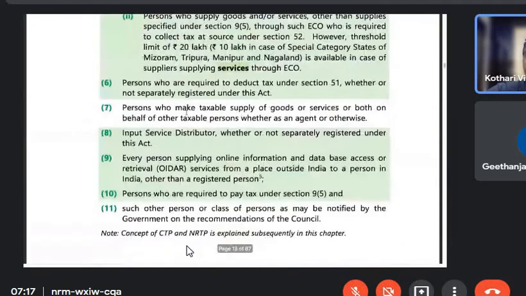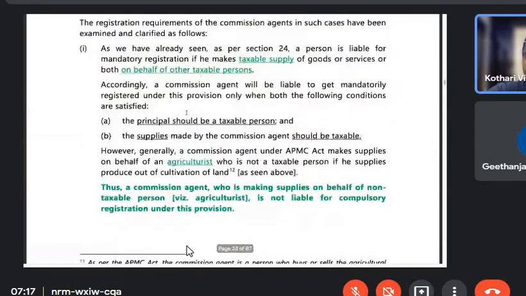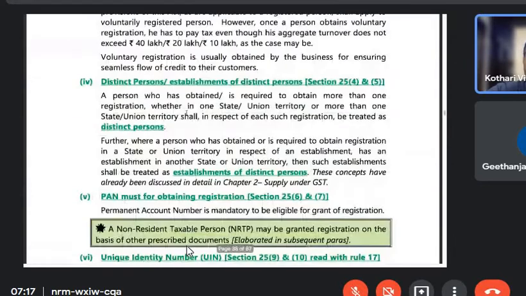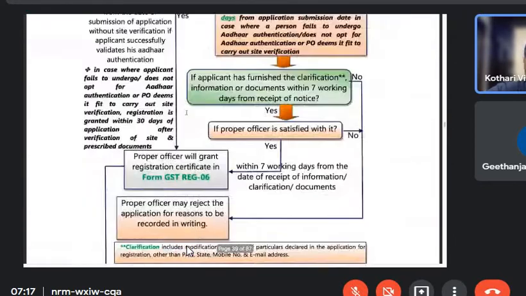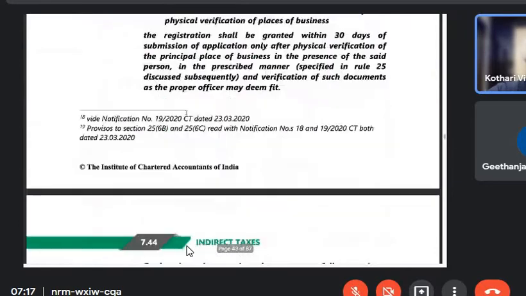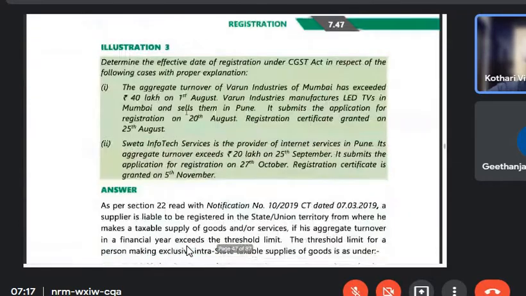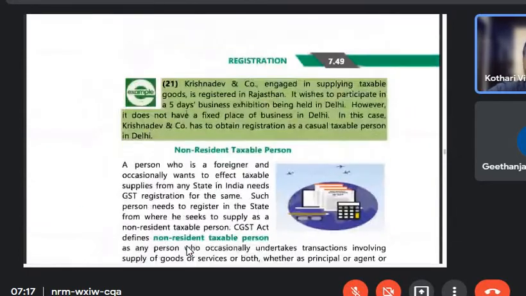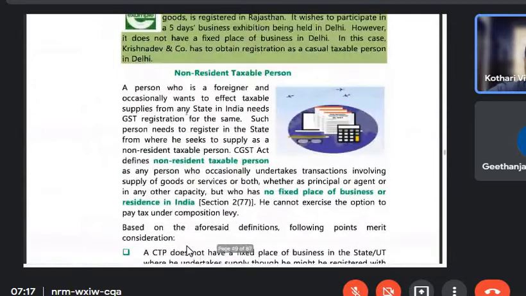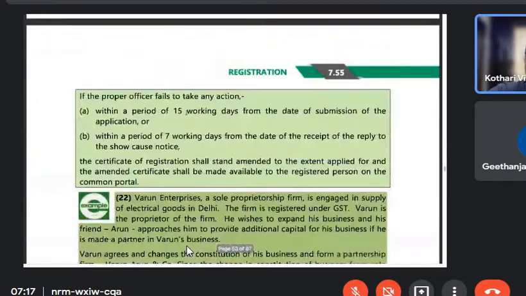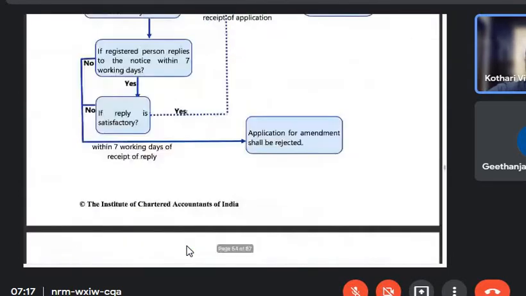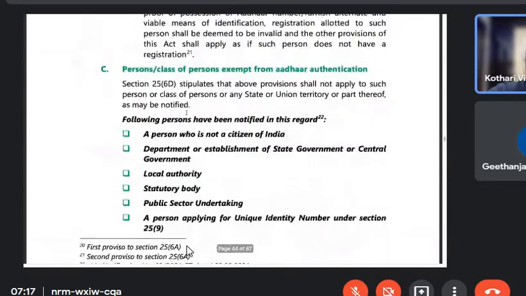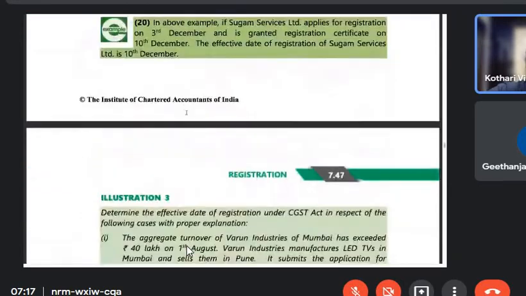So in registration, you have to be careful which is special category state, which is a state, and then what are the limits. For Pondicherry and Telangana, the limit is 20 lakhs only. And for other states, it is 40 lakhs. Same way for the special category states, some places they have increased to 20 lakhs. So registration we have seen, now we are going to go to the amendment part.